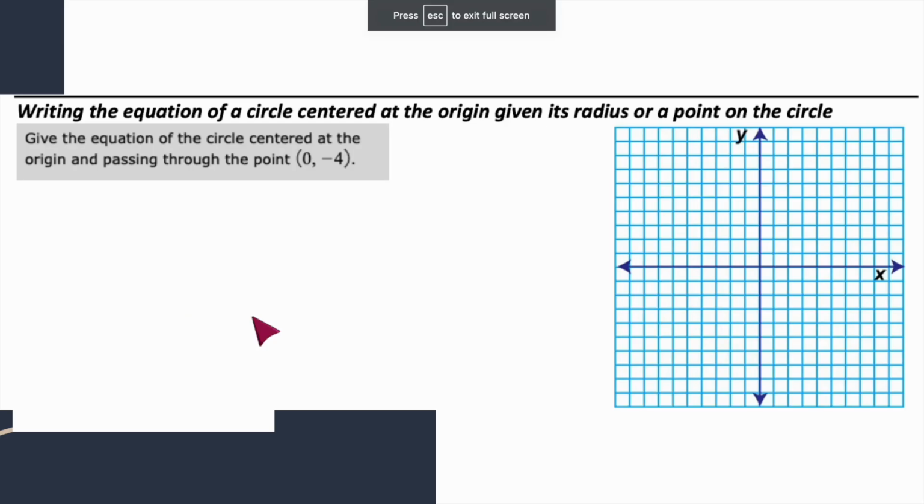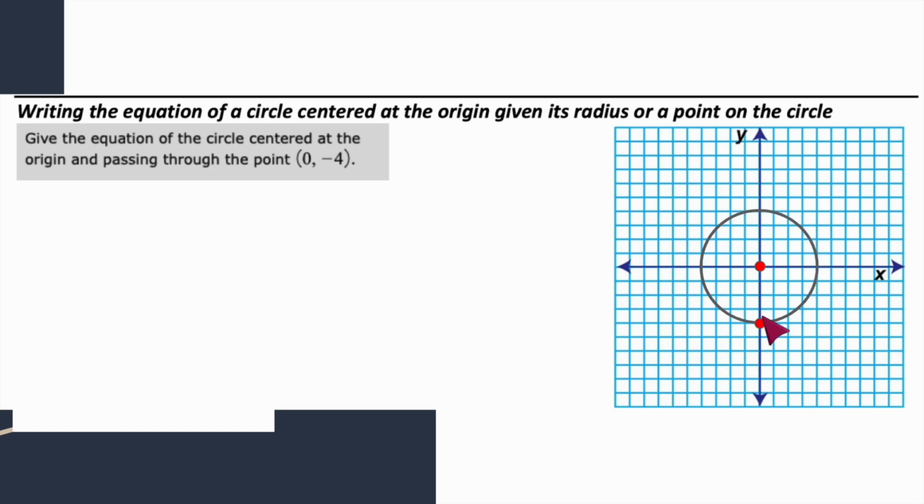So looking at another problem here, it says writing the equation of a circle centered at the origin given its radius or a point on the circle. So given the equation of the circle centered at the origin and passing through point 0, -4. So with this one, it's centered at the origin, and it's telling me it's passing through this point, which is 0, -4, so I can just go straight down to -4, because I didn't go right or left, I'm going down to 4, and then I'm going to draw the circle here.